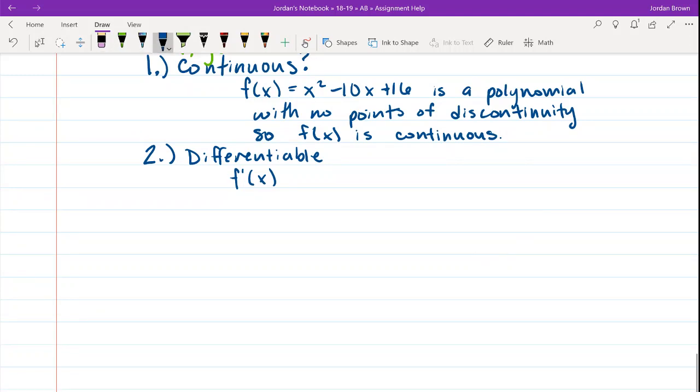Okay, so the differentiable thing we're going to do is we're just going to take the derivative, right? So f prime of x is 2x minus 10. Again, this is a polynomial, and I'm just going to try and cheat my way through this because I don't want to write all of this again.